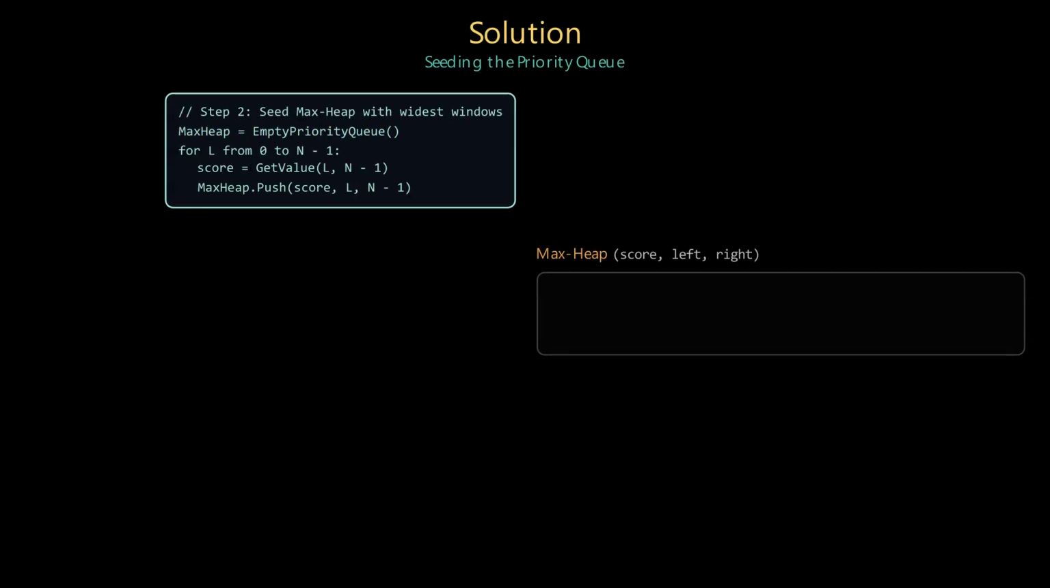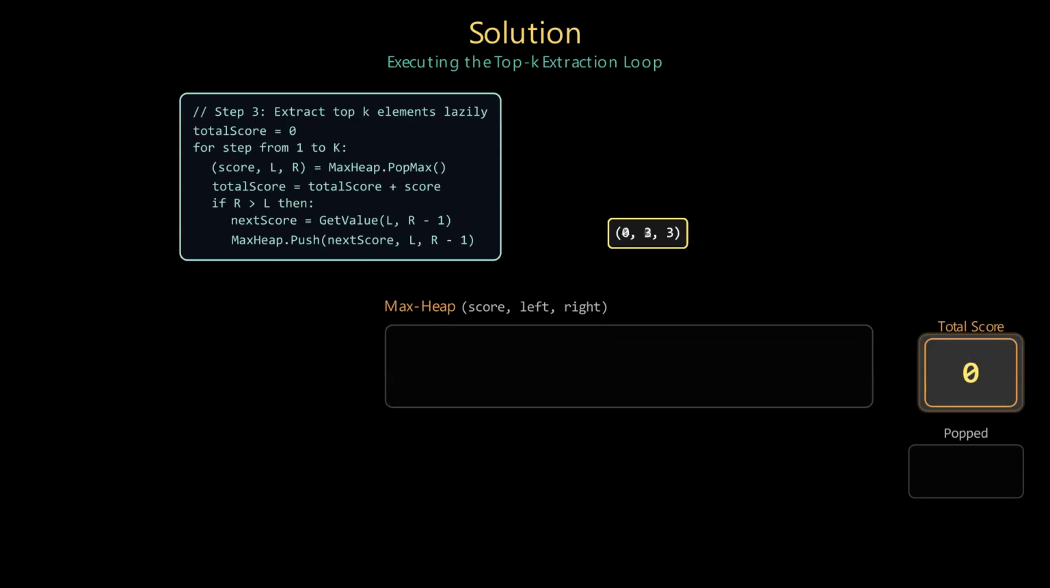Next, we allocate our priority queue. We loop through every possible starting index L, calculate the value of its widest available window stretching all the way to the end of the array, and push it into the heap. The max heap architecture ensures that the largest actual scores always bubble up to the very top of our sorting queue. With our peak options loaded, we launch our extraction loop exactly k times.